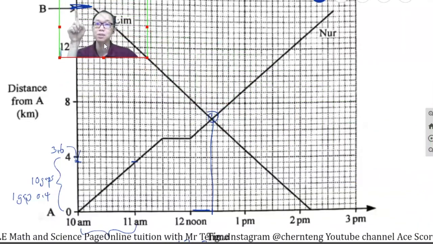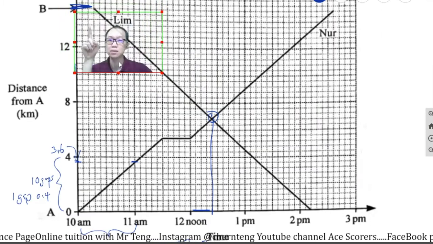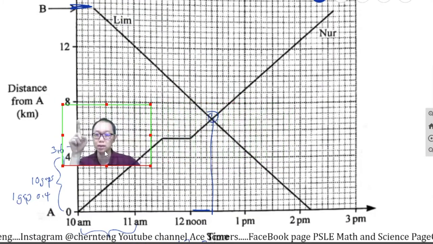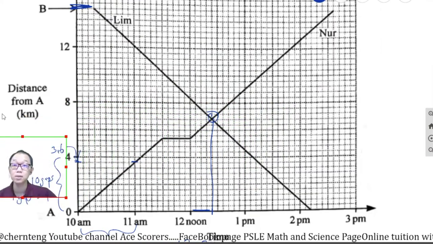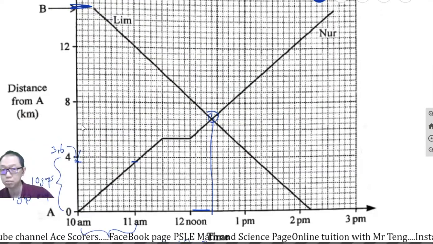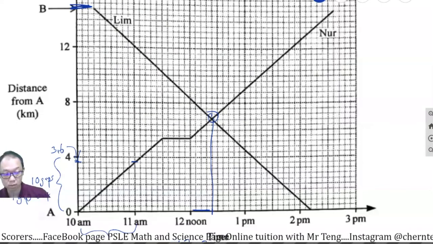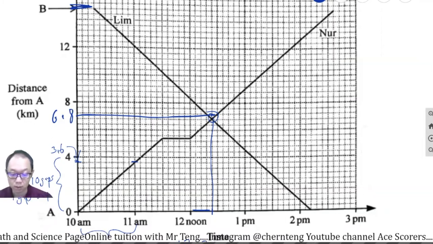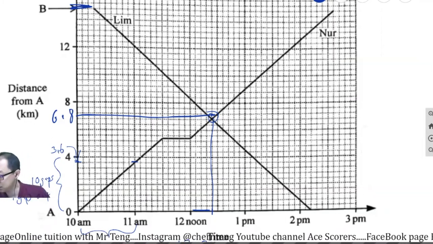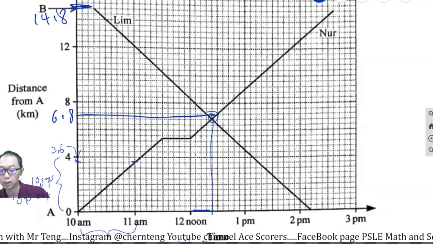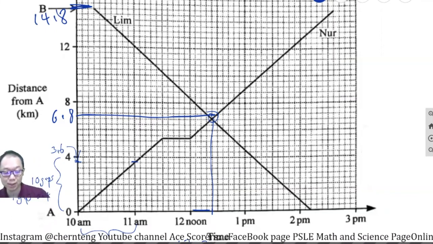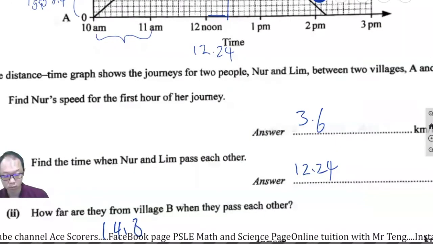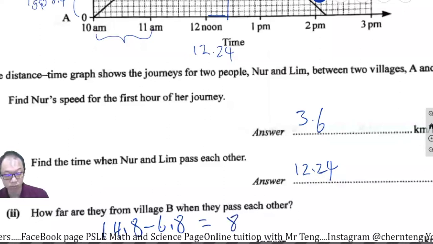Village B is right here. So we need to know what's the distance, right? So let's see what's the distance. So the distance here is actually 6.8. Yeah, it's somewhere here. Then after that, part B here at the top is 14.8. So if this is 6.8 and this is 14.8, we want to find a distance, just minus, right? So 14.8 take away 6.8, we get 8. So the answer is 8 kilometers.